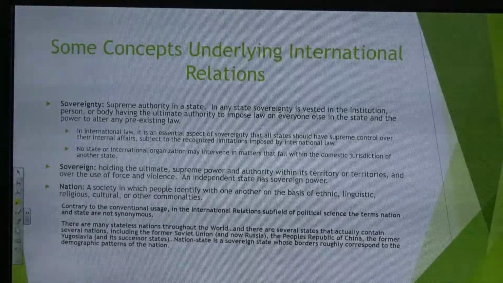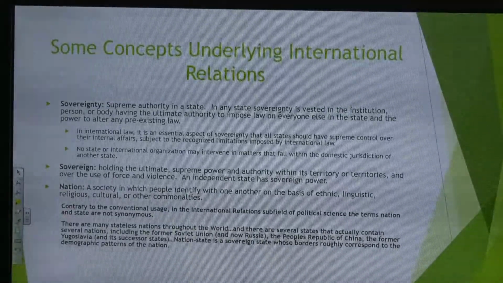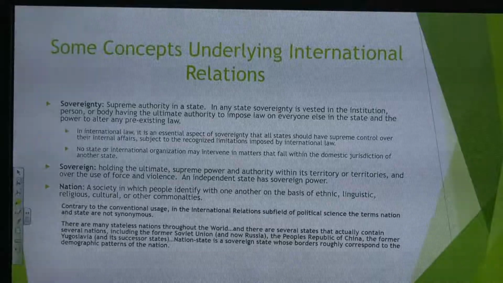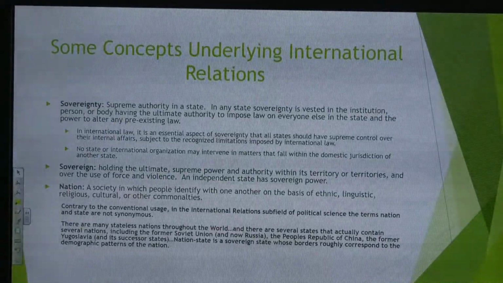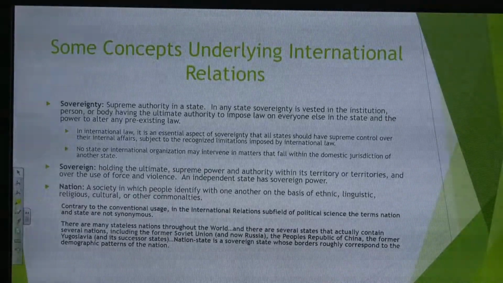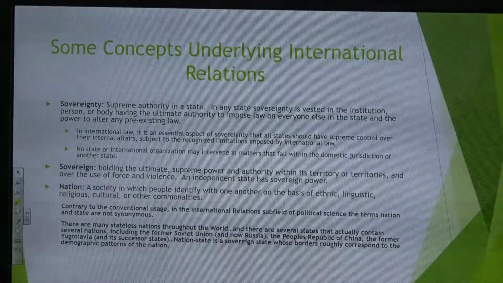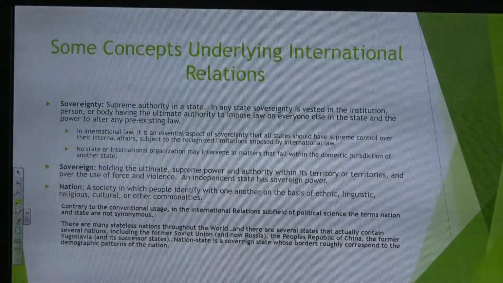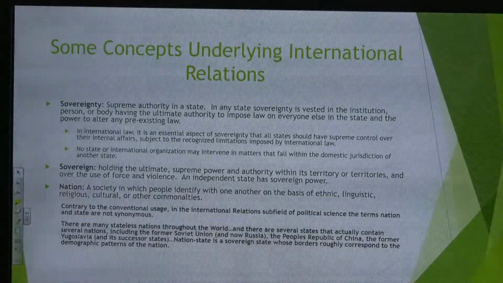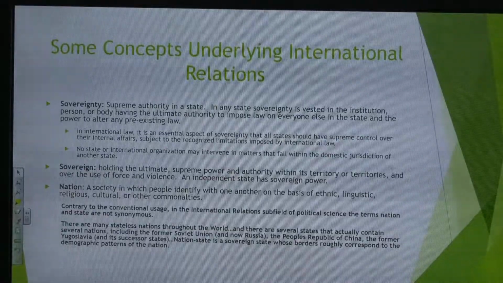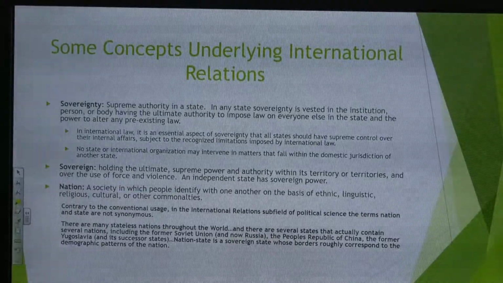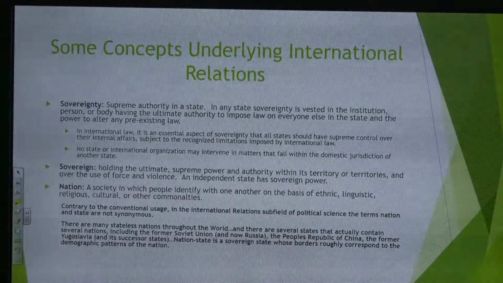Now we'll move to the third definition, being that of a nation. A nation differs from the definition of a state. How so? A nation is a society in which people identify with one another on the basis of ethnic, linguistic, religious, cultural, or other commonalities. So it is something characteristic to a cultural identity, in that this group of people share an ethnicity, like the Kurds, for instance. They share a language, they share a religion, a common culture, and other basic commonalities.